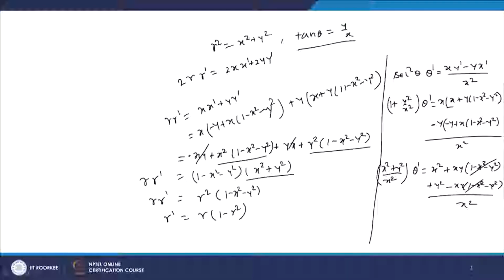So, these two will cancel out and what you get is theta dash equal to x square plus y square upon x square, and if you divide it by this, then it is the same, x square plus y square upon x square. So, here we can simply divide and we can simply say theta dash equal to 1 here.